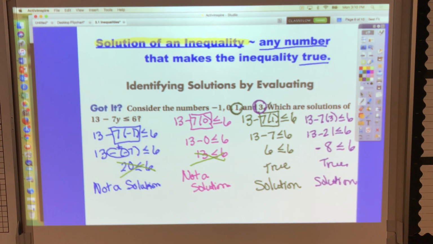Out of those 4 numbers, we had 2 problems that checked, giving us 2 of them being solutions and 2 of them not being solutions. So the ones that are solutions are 1 and 3.